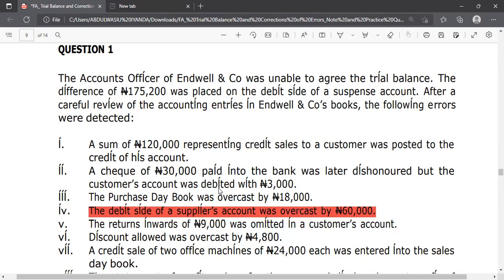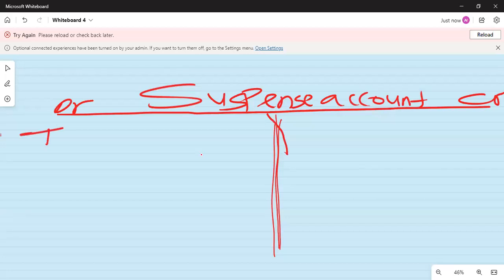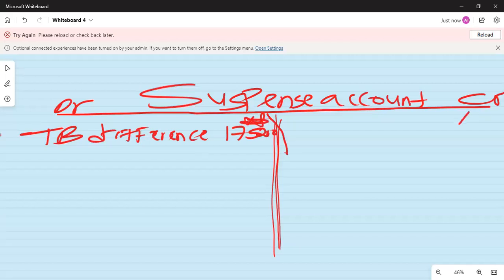So 175,200 was placed on the suspense account. This is the trial balance difference, the trial balance difference of 175,200. Then we also have another thing.